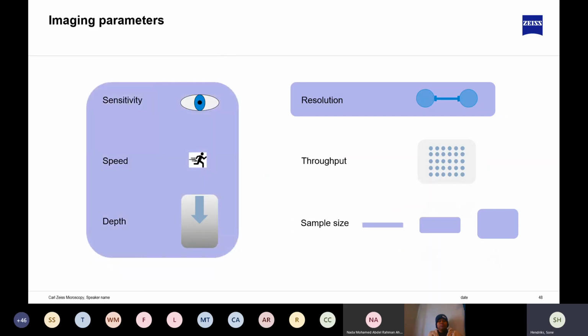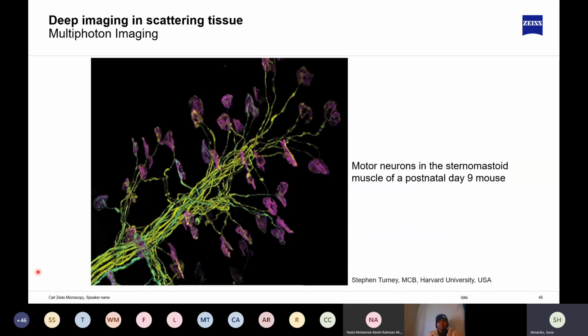So let's say you want to also now look at very deep samples. Then you will do multi-photon microscopy. So what practically this means is that with a 2-photon or a multi-photon excitation, you can image structures at greater depths with less light scattering, allowing you to visualize much deeper structures. For example, in the case of motor neurons innervating in the mouse muscle.